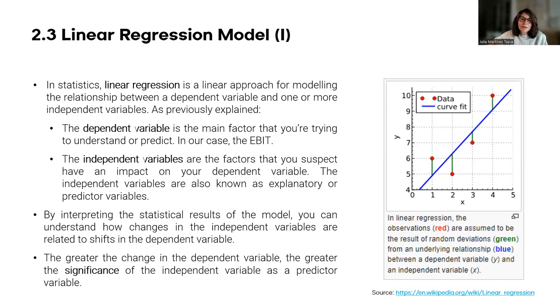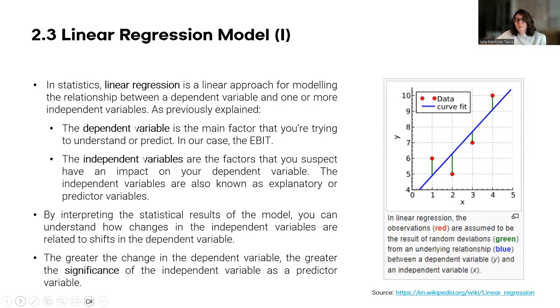What's the idea? The idea is modeling the relationship between the independent variables and the dependent variable. If you remember, we talked before that the dependent variable is the factor that you are trying to understand or predict. In our case, it is the EBIT. And independent variables are the factors that we suspect have an impact on the dependent variable. By now, we have selected, if I'm not wrong, 6 variables, as from the table in the slide before. So that would be the variables we will be using as an input for the linear regression model.